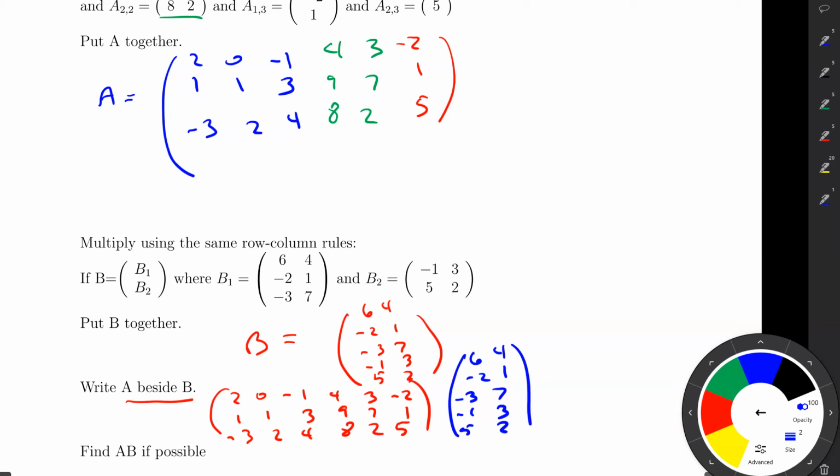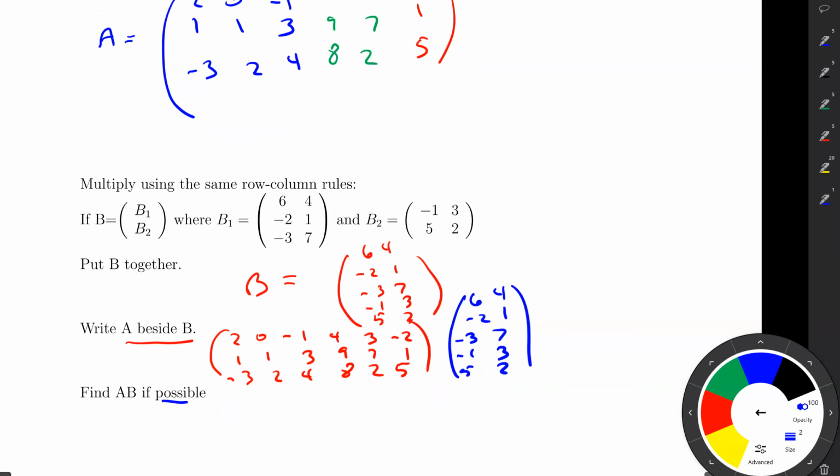Okay. So then it says multiply together if possible. Now let's look at the size of this. This is a 3 by 6 matrix, and this is a 5 by 2. So this is not possible because these numbers have to be the same.